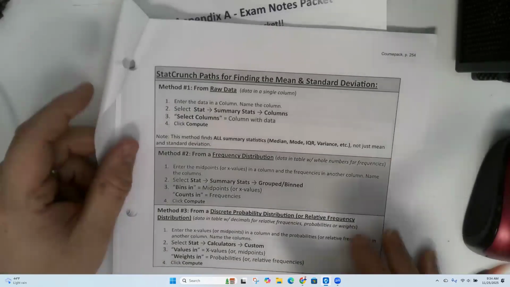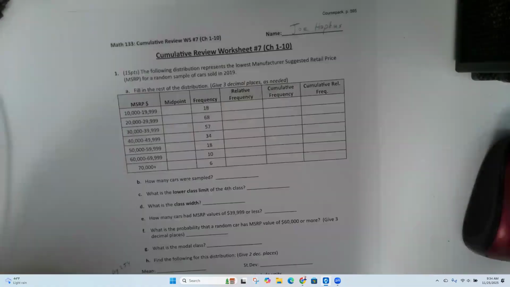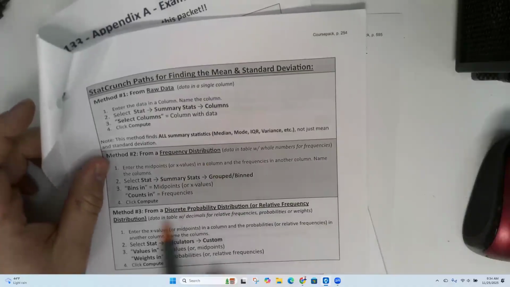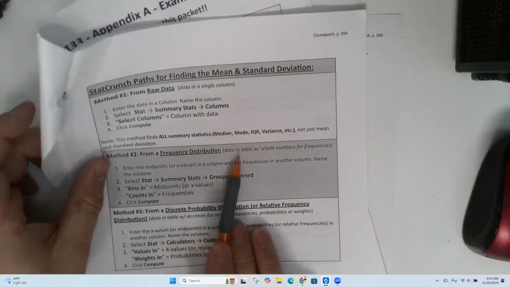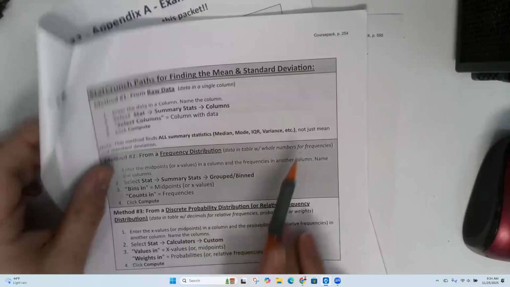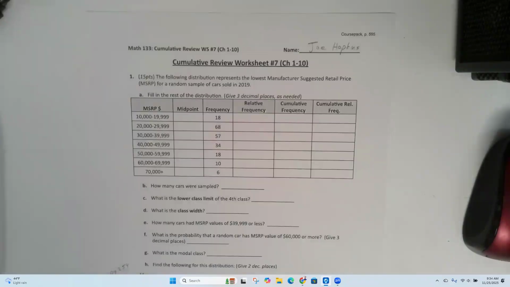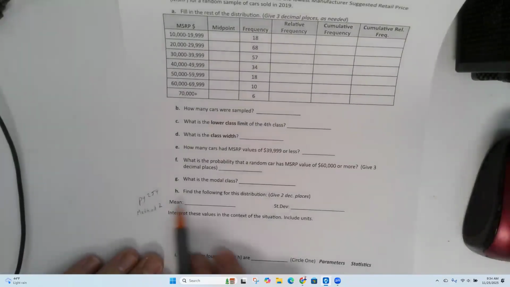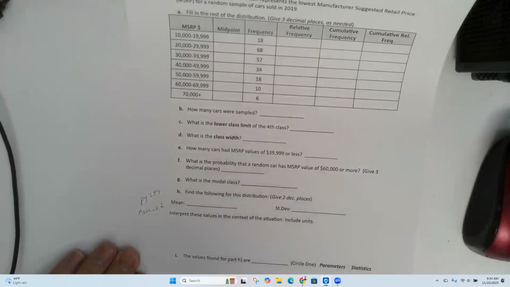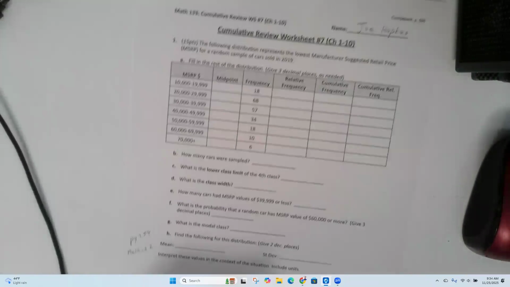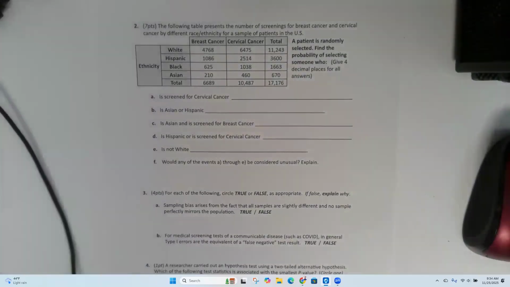In this case, we don't have the raw data because we don't have data in a single column. We have what's called a frequency distribution, data in a table with whole numbers for frequencies. So this is method 2. Find the mean and the standard deviation. You need page 254, method 2. Okay.